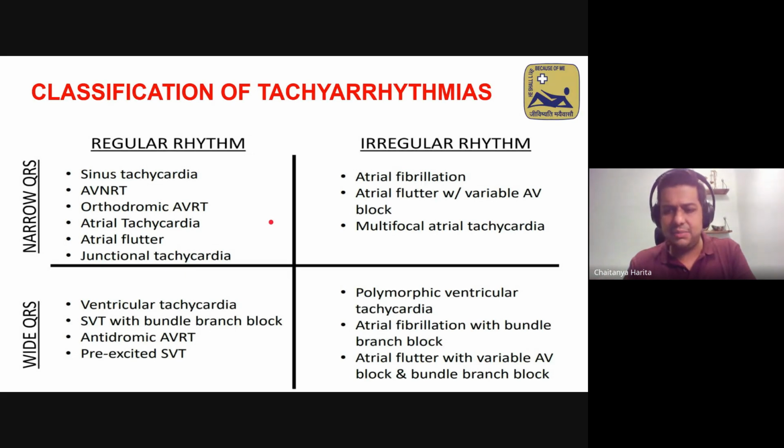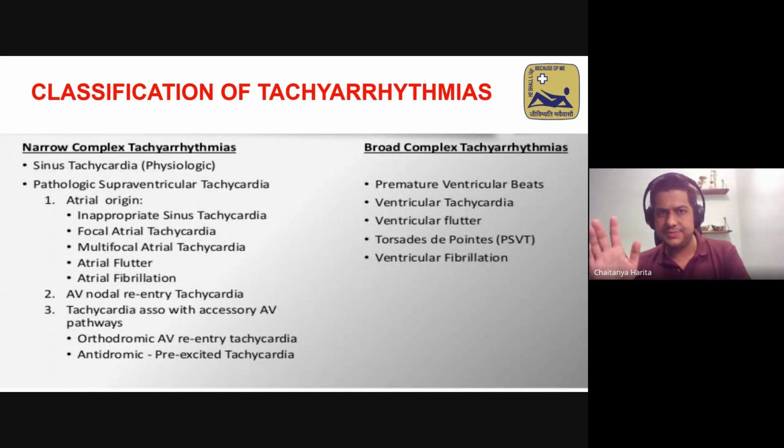Now, I have further simplified this in terms of an algorithm which all of you can follow. But generally, when you look at arrhythmias, this is how they look. I'll give you a few common examples. Atrial tachycardia and atrial flutter: narrow QRS, regular. Atrial fibrillation: irregular, but narrow complex. Ventricular tachycardia: wide QRS, regular. Ventricular fibrillation will be wide QRS with irregular rhythm, or polymorphic VT. So most of your arrhythmias will fit in one of these 4 boxes.